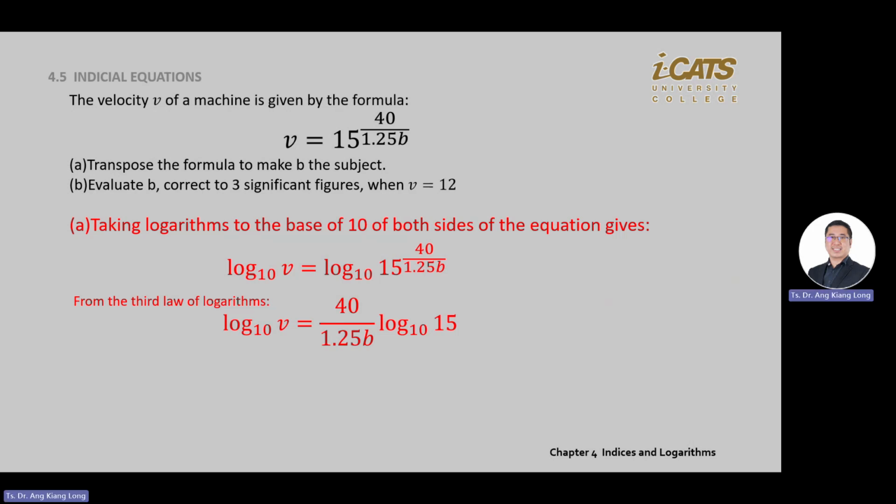So here you have B, right? And you are asked to make B the subject. Here you can move the B already. 40 divided by something, move to the left hand side. Multiply, this one becomes 125b on the left hand side already. And this one you can press the calculator just to remove the log, because you want to find B, right?